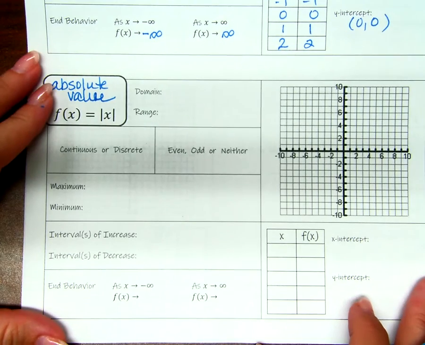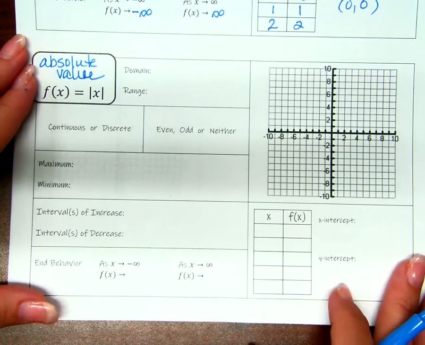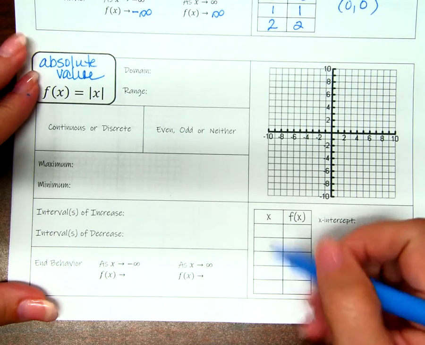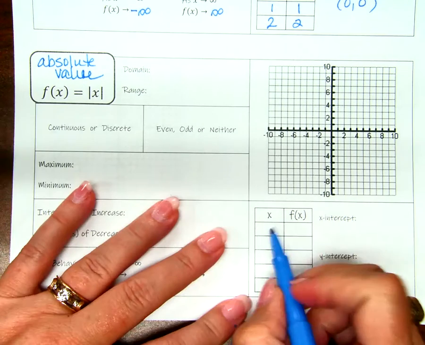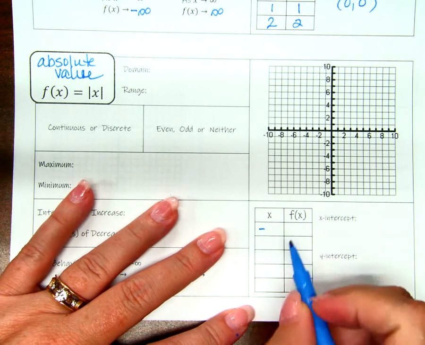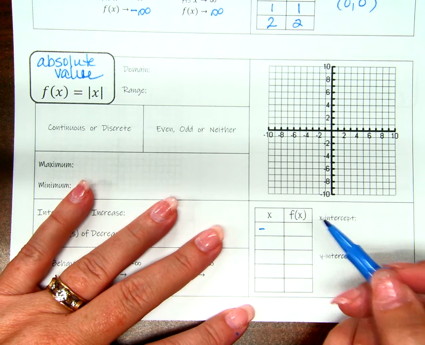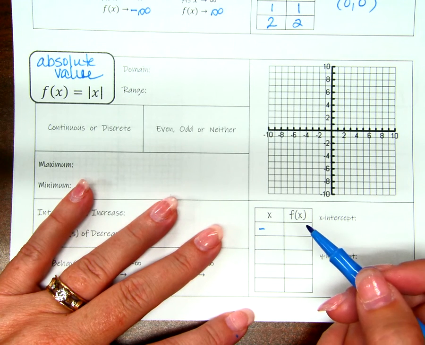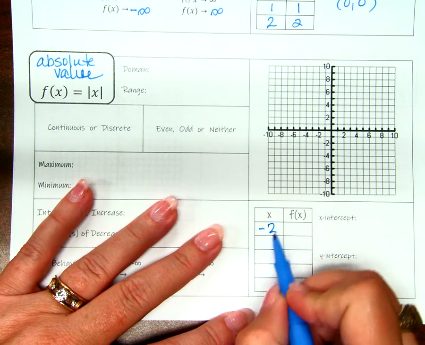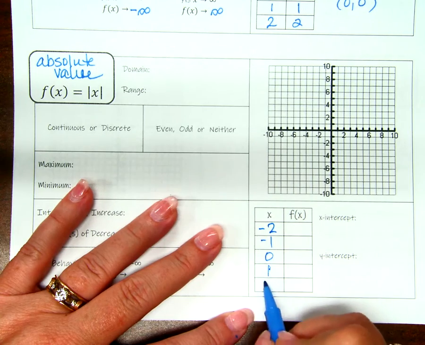What do you want to do first? X and Y? So what do you want to use for X's? How about if we choose some negatives and some positives? Is that okay? Does it matter? Right now, not so much. Okay. So is it okay if we just use the same ones as before?